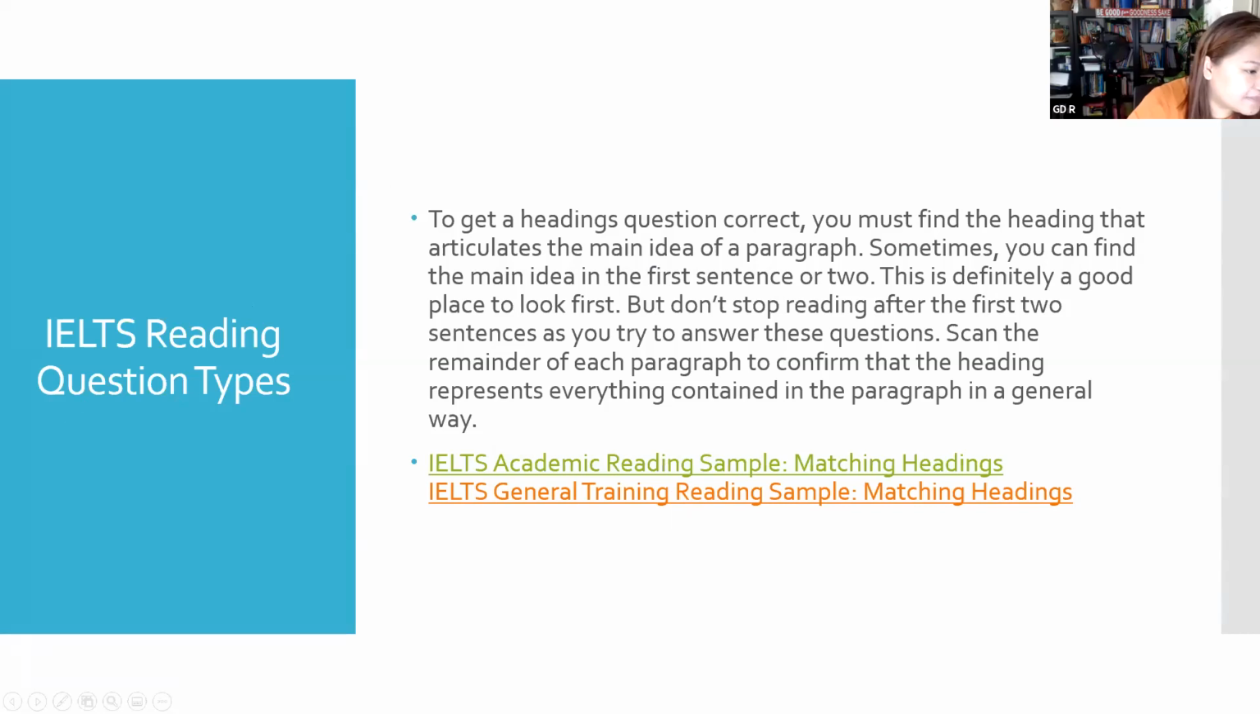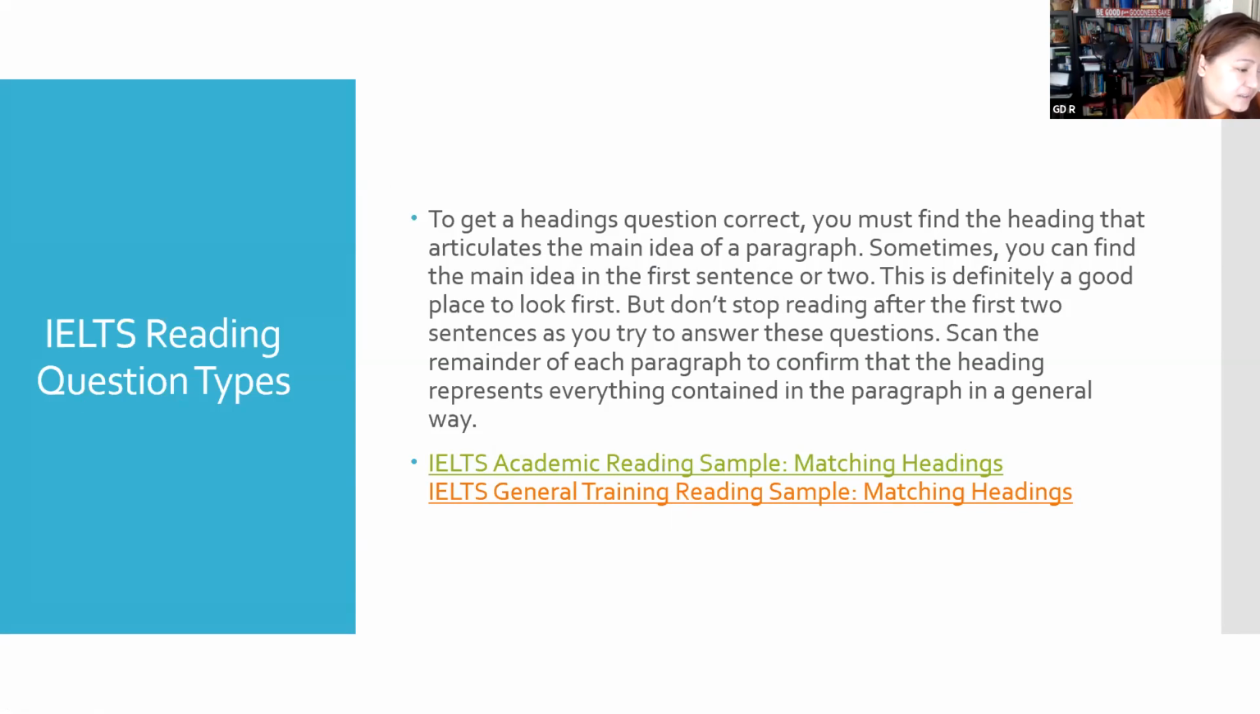So this is a matching heading type of question. The text has 7 paragraphs, A to G. So these are the paragraphs, A to G. The topic is robots at work. Then choose the correct headings for paragraphs A, B, D, and G from the list of headings below.